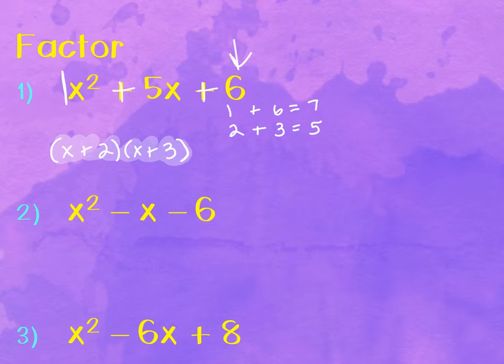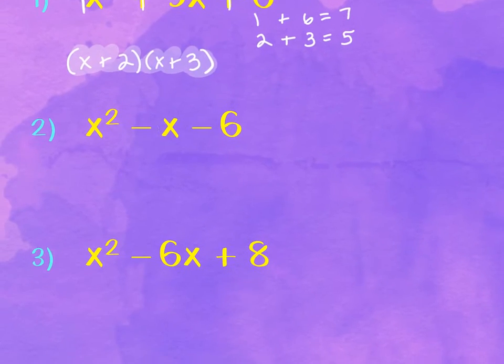How do you know whether to put plus or minus? If the last term is positive, they both have to have the same sign, and the sign has to match the middle term. If the last term is positive and the middle term is negative, they're both negative. If the last term is negative, like the one that's next, then I'll show you what we'll do.